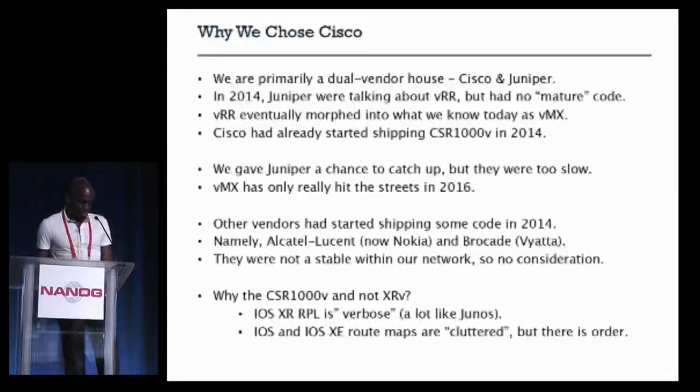The reason we went with Cisco is generally because at the time, this was 2014, our other vendor, Juniper, didn't have a real solution. VRR, which is now VMX, was still being tested. There was no real mature code then. And obviously we're not a Nokia house or a Brocade house. So Cisco was the ideal option. They did have XRV as well, but as we've noted, XRV, like Junos, tends to be a bit verbose config-wise. And while the route maps can be a bit unwieldy in IOS and IOS XE, they tend to be reasonably okay to follow. So you can imagine what the config looks like.